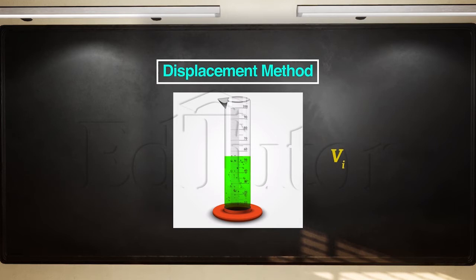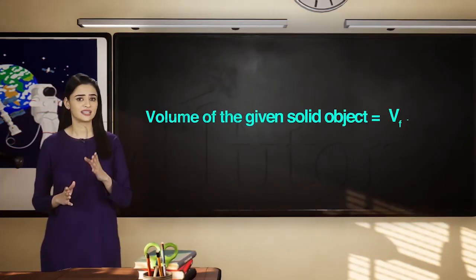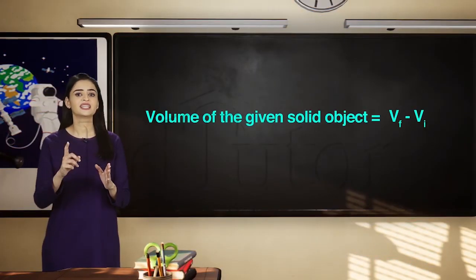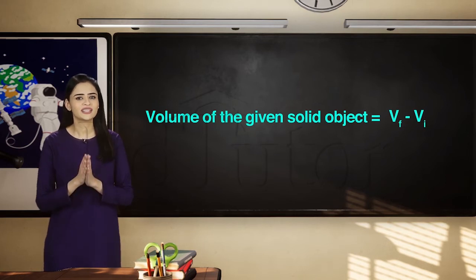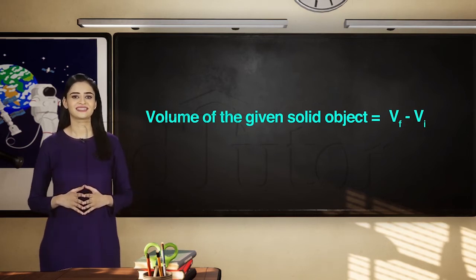Second, we take the solid and tie it with a thread. Lower it gently into the cylinder. Keep an eye on the fact that it's completely immersed in water, which will obviously cause the water level to rise. Now, observe and note the final water level, which is Vf. The difference between the two readings, that is Vf minus Vi, gives the volume of the given solid object.